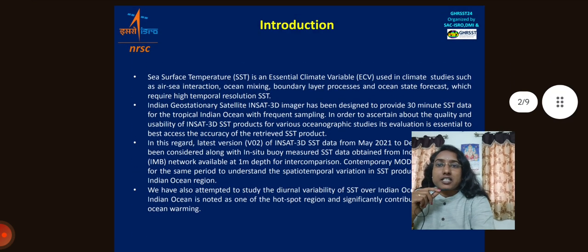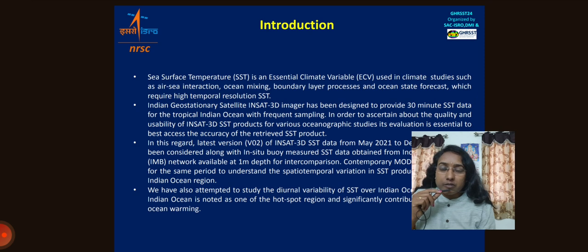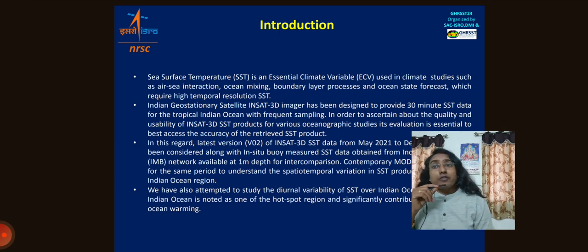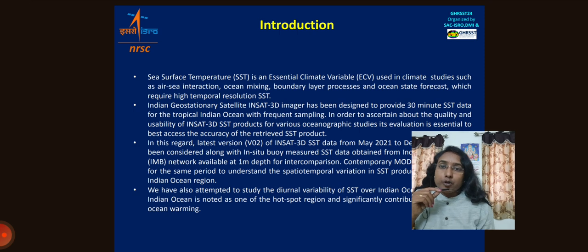As we all know, sea surface temperature is an essential climate variable which is used in climate studies such as air-sea interaction, ocean mixing, boundary layer process and many more. To study these, we need high temporal resolution SST, which is provided from the Indian geostationary satellite INSAT-3D imager. It is providing 30-minute interval SST. So we have validated this SST in comparison with buoys and contemporary MODIS observations, and we have also attempted to study the diurnal variability of this INSAT-3D SST in comparison with buoy SST.